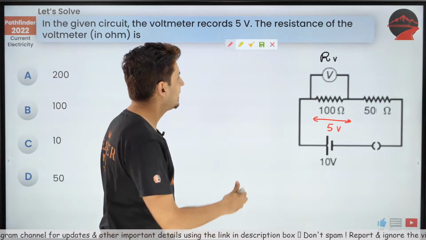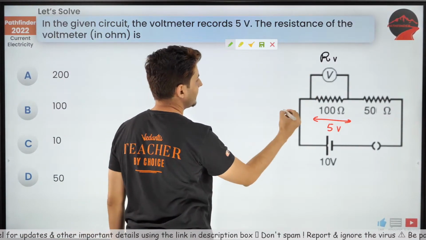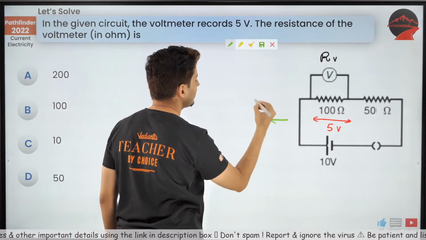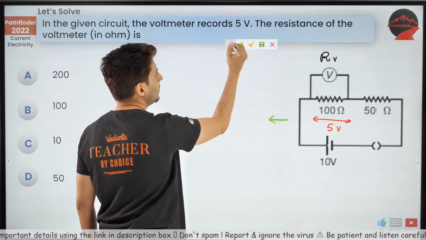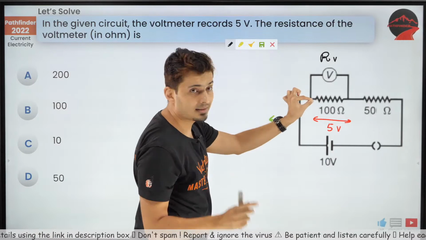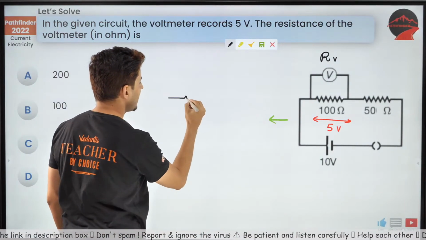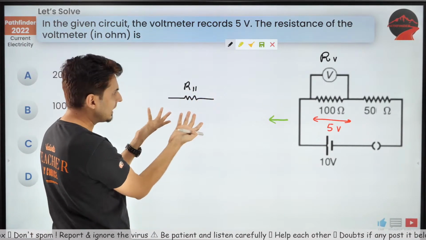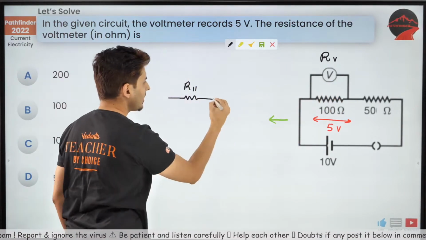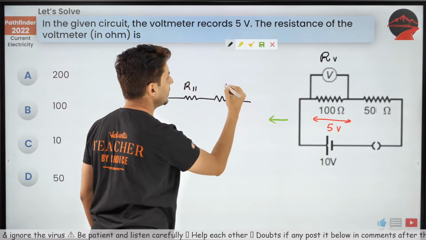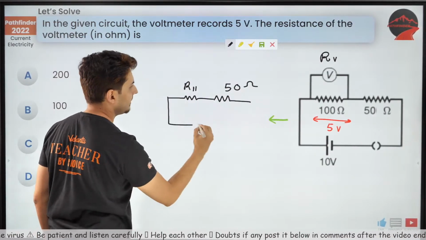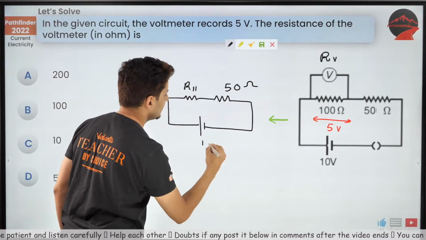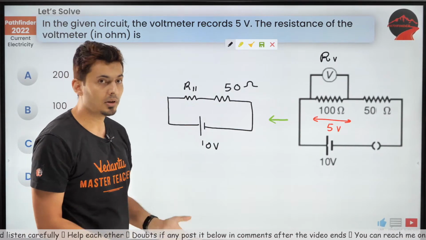So a better way of drawing this circuit would have been combining both these resistances into one single resistance, and I call it, let's say, R equivalent, or R parallel, because these two are in parallel, along with this 50 ohm resistance, and then connected to this 10 volt battery out here.